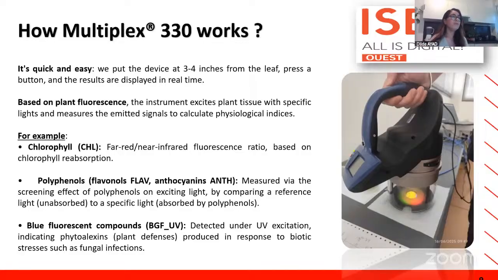physiological indices. For example, we can see chlorophyll, through the ratio between far-red and infrared fluorescence, based on chlorophyll reabsorption. We can also see polyphenols, which are measured via the screening effect of polyphenols on exciting light, by comparing a reference light to a specific light, and the blue fluorescent component, which is detected under UV excitation and indicates phytoalexin, part of plant defenses. It's produced in response to mainly biotic stresses such as fungal infections.